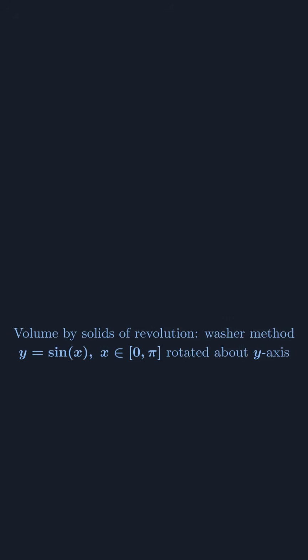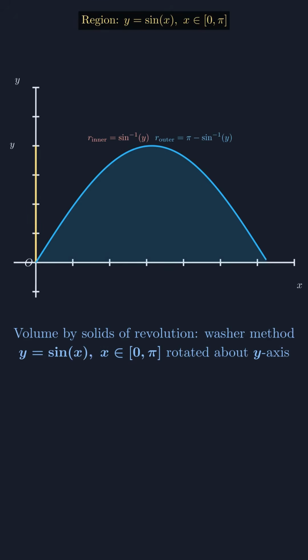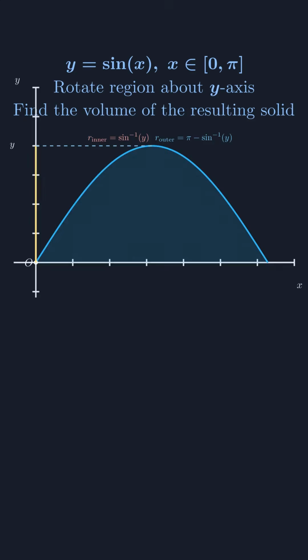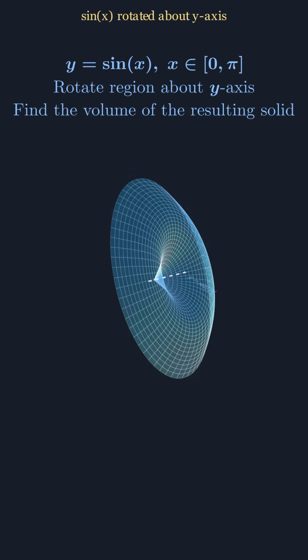We have the sine curve from x equals 0 to x equals pi. This region is rotated about the y-axis to form a solid. We want to find the volume enclosed by this solid.